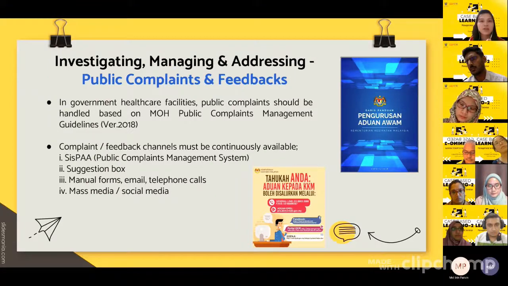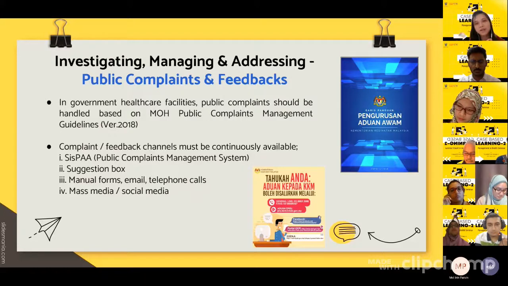Okay, customer satisfaction can also be assessed through feedback received either in the form of complaints or compliments directly from official channels such as SISPAA, also known as the Public Complaints Management System. It is actually a centralized electronic channel with a top-down approach. Complaints that we receive flow down to the respective department. We can also receive complaints or feedback through suggestion boxes, manual forms, emails, telephone calls, or even learn of them from the mass media or social media. In government healthcare facilities, public complaints should be handled based on the MOH Public Complaints Management Guideline. This guideline forms the basis of the organization's SOP in handling clients' complaints.